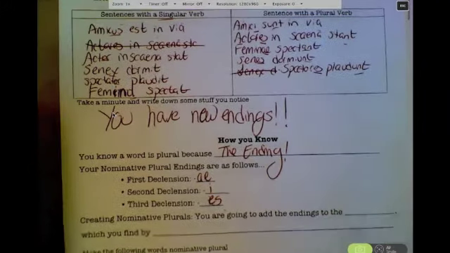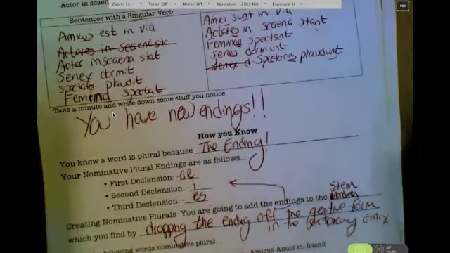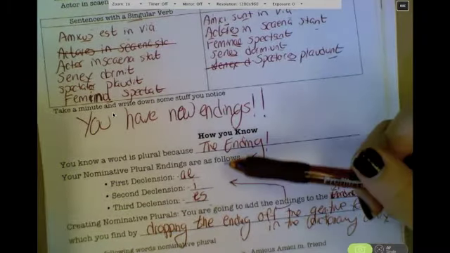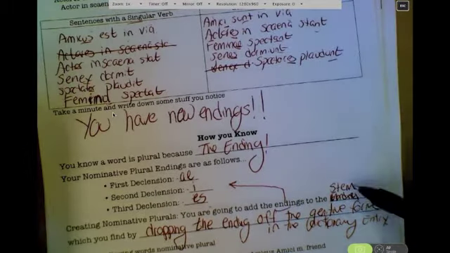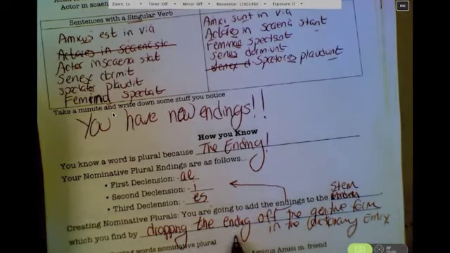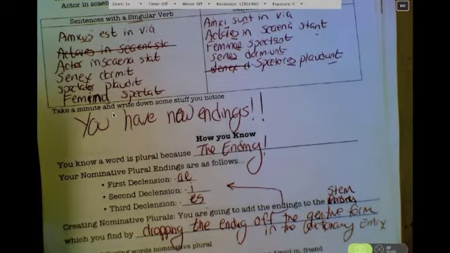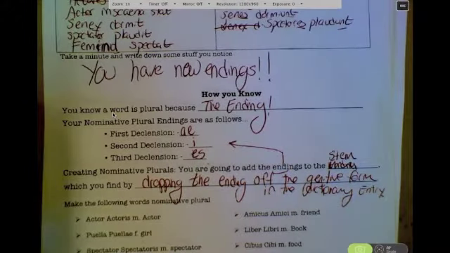So to create nominative plurals, add these endings right here to the stem, and the stem is what you find by dropping the ending off the genitive form in the dictionary entry. So let's make these following words nominative and plural. We'll do the first one together, then you're going to do the rest by yourself.